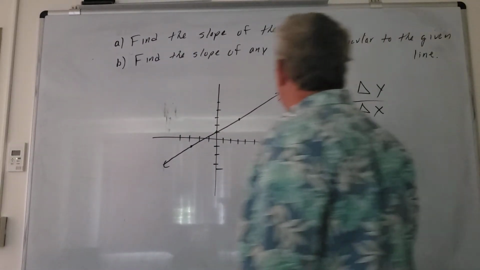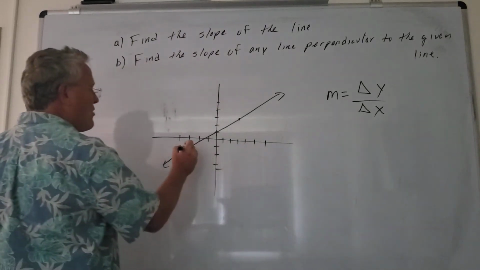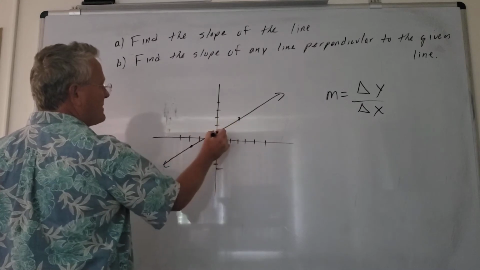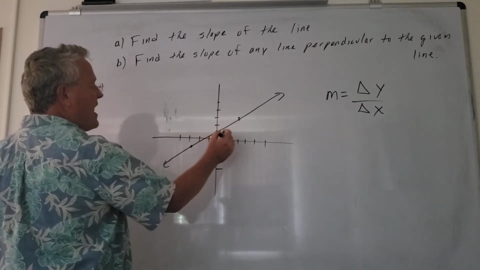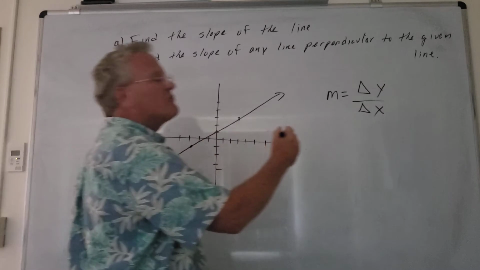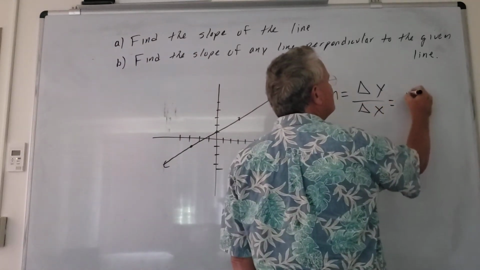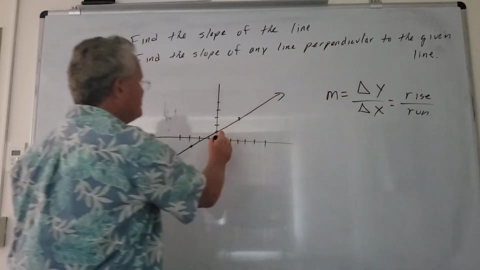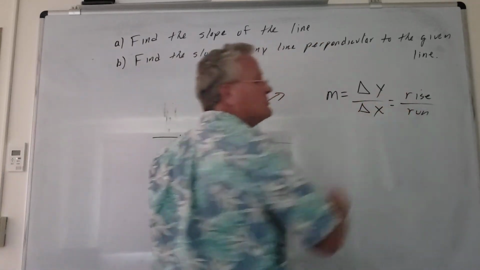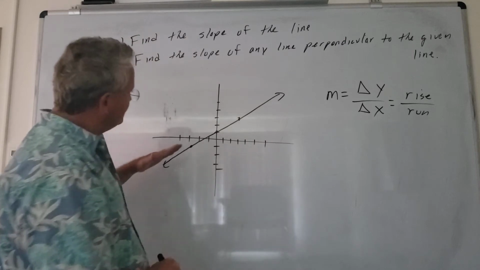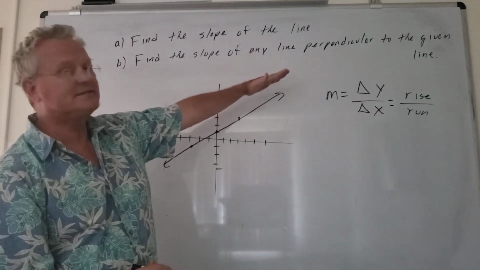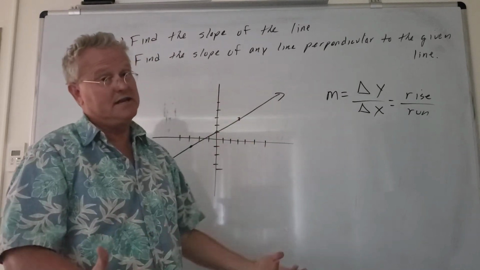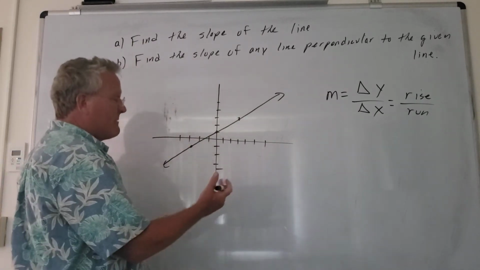So the change in y, pick some point on the line. It doesn't matter, here, here, here. I'm going to pick this one and figure out how much do you go up. Another way people think of the slope is the rise over the run. So how much do you go up and how much do you go over? Well, first of all, this is a positive slope because it rises to the right. Any line that falls to the right is going to be a negative slope. We'll talk more about that later.